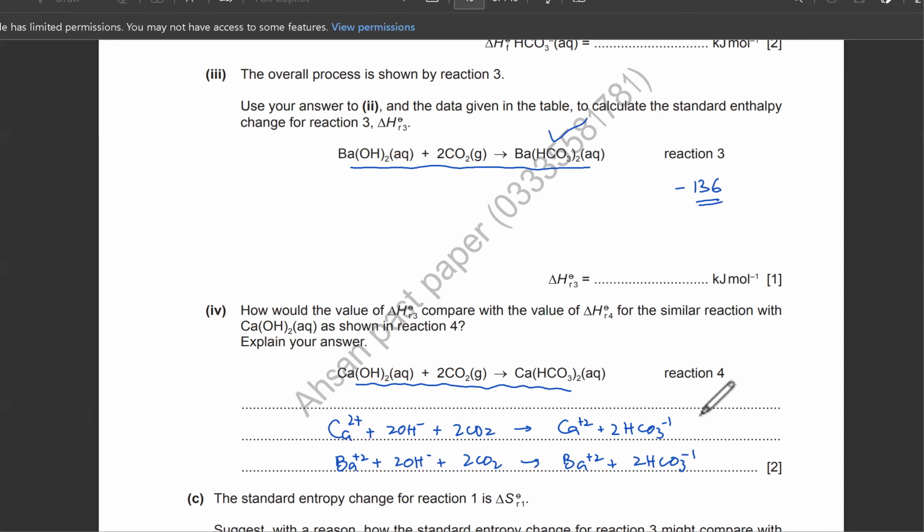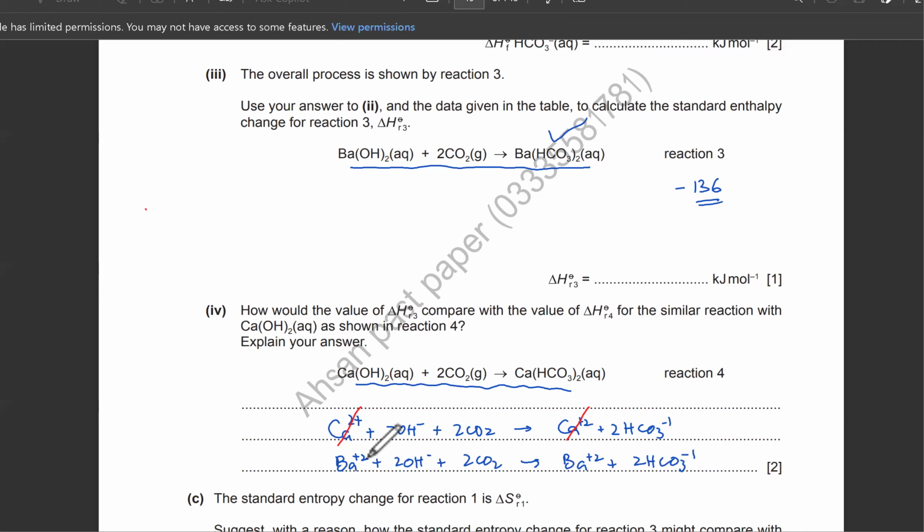Now, if you look at both these equations, what you'll notice is that the calcium ion is not doing anything in the reaction. Even if you look at the math, enthalpy of formation of calcium ions minus enthalpy of formation of calcium ions, product minus reactants. So that means the calcium ion has no effect on the enthalpy change. Is that clear? It's a spectator ion.